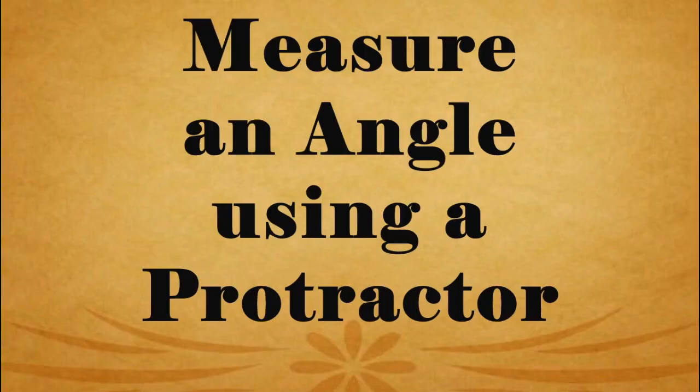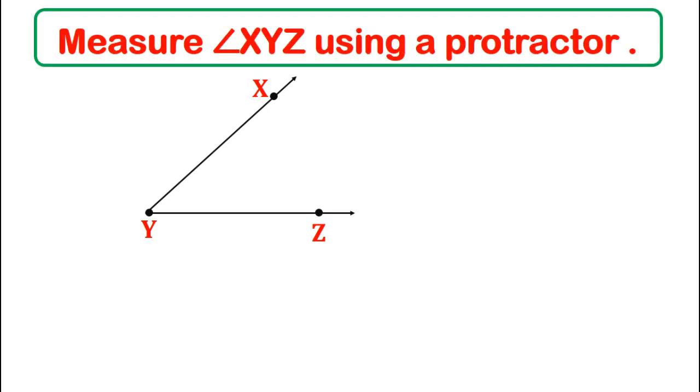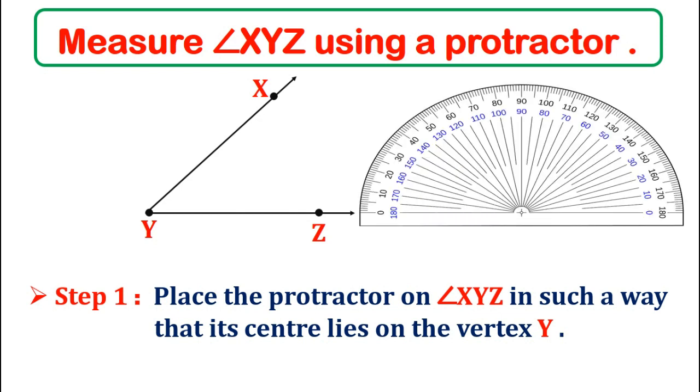Let us now learn how to measure an angle using a protractor. As we can see, we have angle XYZ drawn. Now we have to measure this angle XYZ using a protractor. To measure an angle, we need to follow a process of 3 simple steps. The first step says we need to place the protractor on angle XYZ in such a way that the central point of the protractor lies on the vertex of the angle.